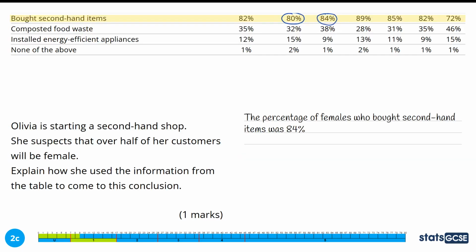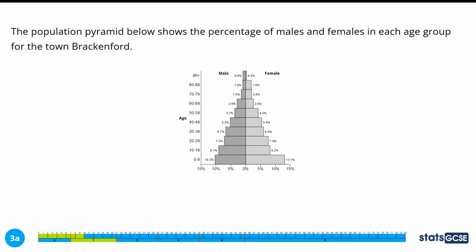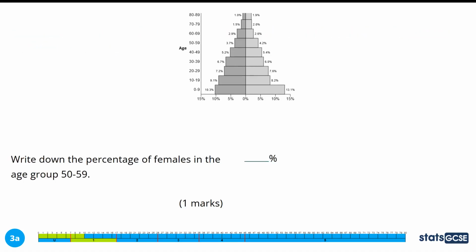So we can say that the percentage of females who bought second-hand items was 84%, but the percentage of males was lower at 80%. The population pyramid below shows the percentage of males and females in each age group for the town of Brackenford. Write down the percentage of females in the age group 50 to 59.